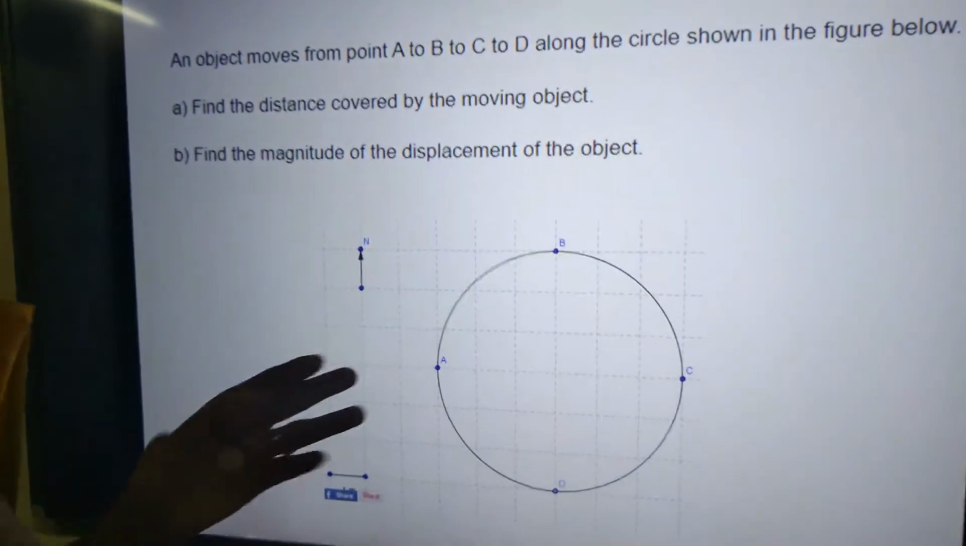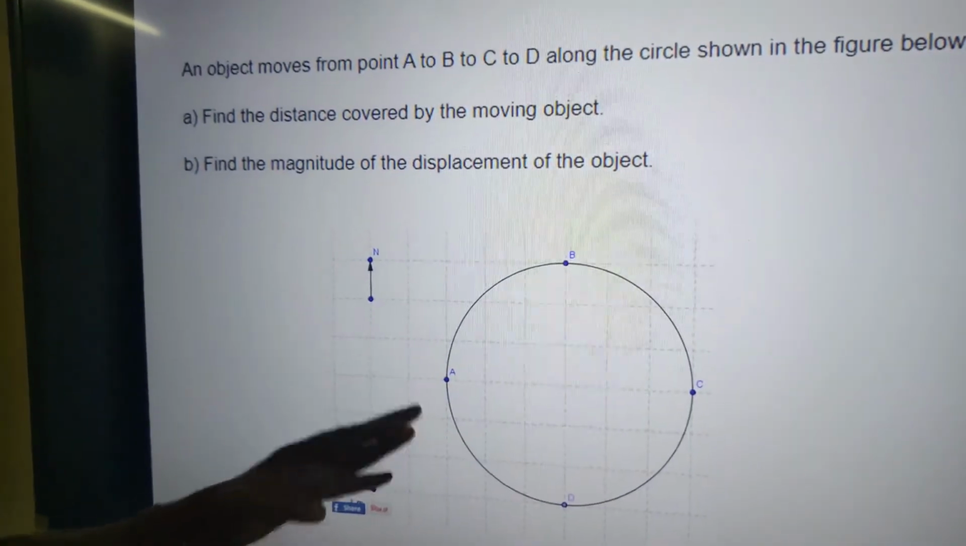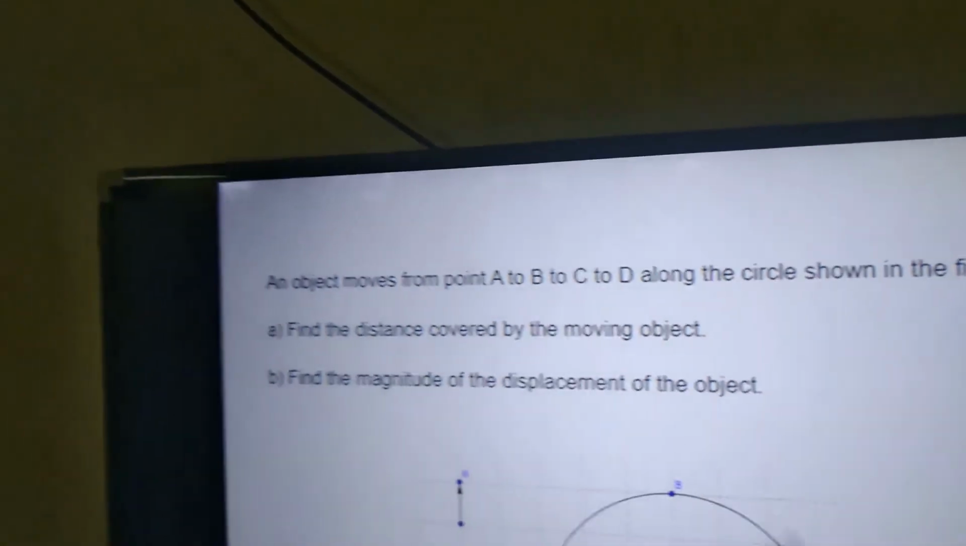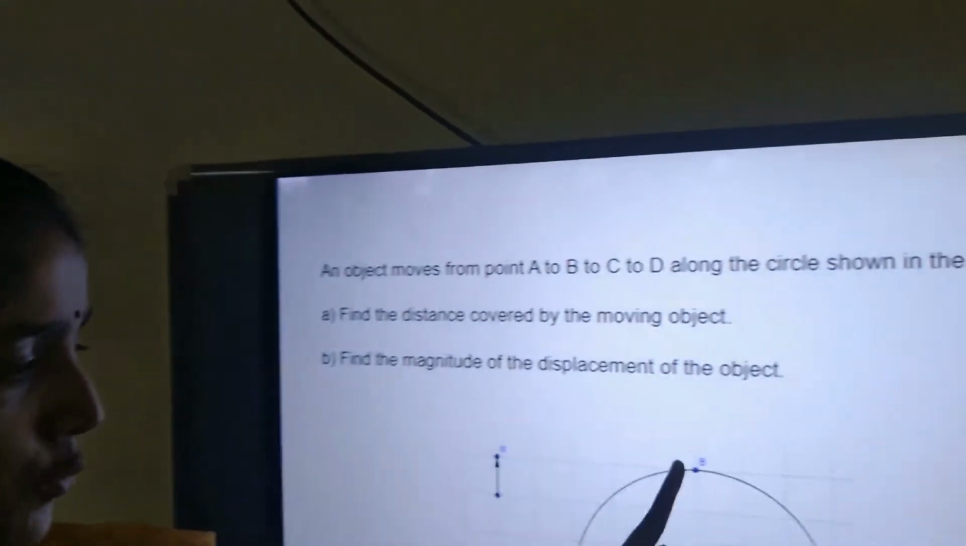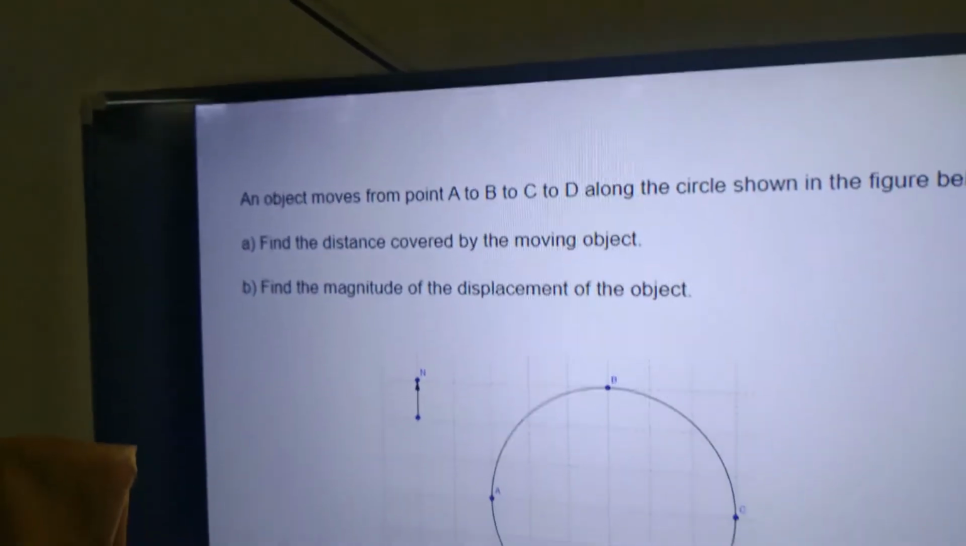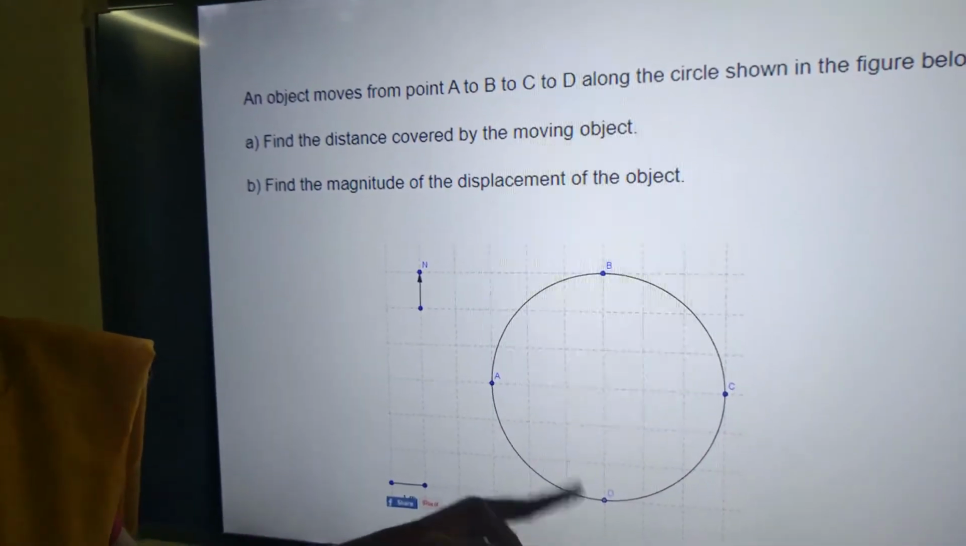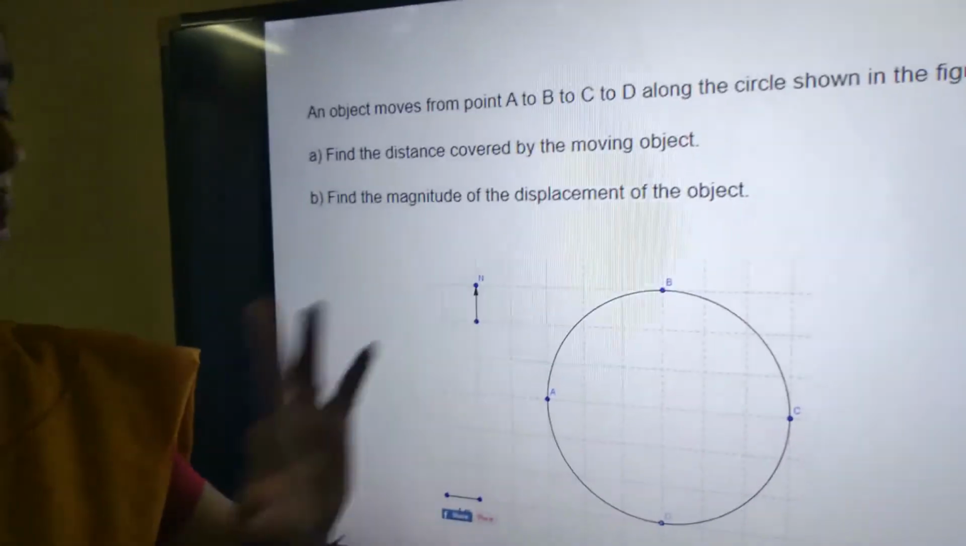It looks like both the questions are the same, but they are not the same. A slight difference is there. Let's see what the difference is. Here also the object is moving along the circular path, starting from A, then to B, then to C, then to D, but not to A. So only from A to D. What is the distance travelled and the displacement in this situation?